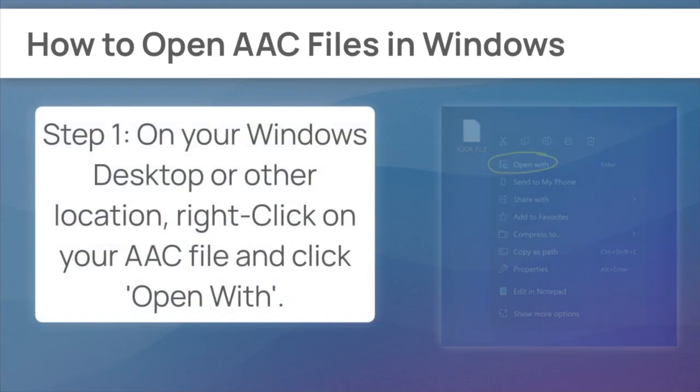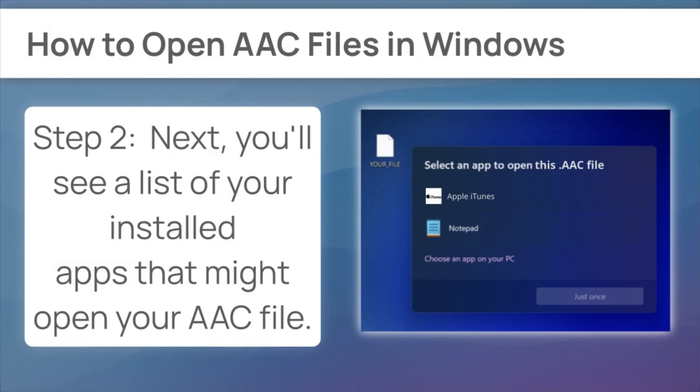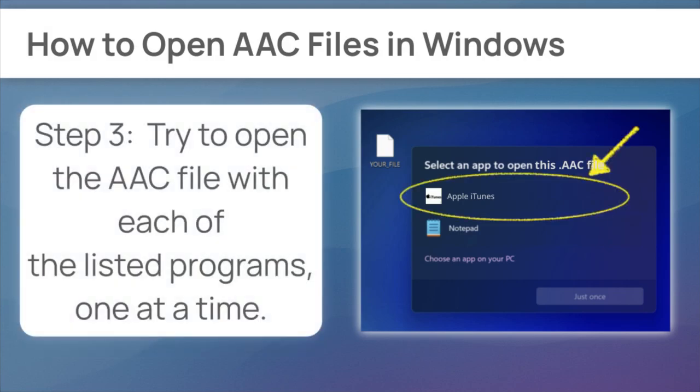Open the menu by right-clicking your AAC file and choosing Open With. Test Apple iTunes if it's there. If it's absent, select another application. Different apps handle the AAC file differently.